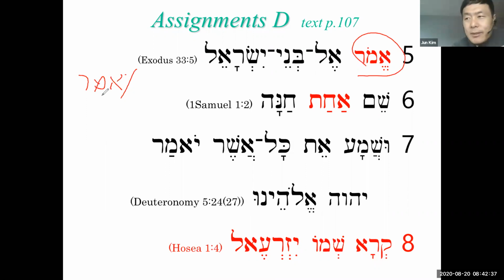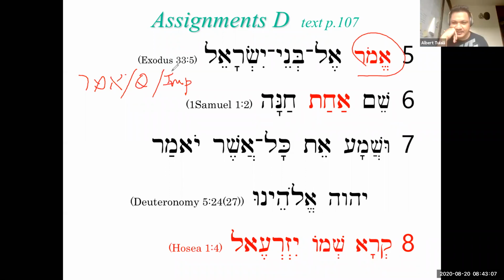Okay, let's move on. Form. Stem. Stem will be Qal. Why? There's no dagesh. Yes, you're right. What about form? The form will be imperative. Okay, why? Because we are talking about imperative. And lesson 18 was all about imperative. So welcome to the imperative world. If you don't know what it is, just choose imperative, and it sounds like you're right today.